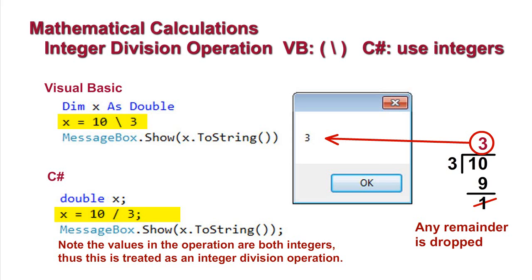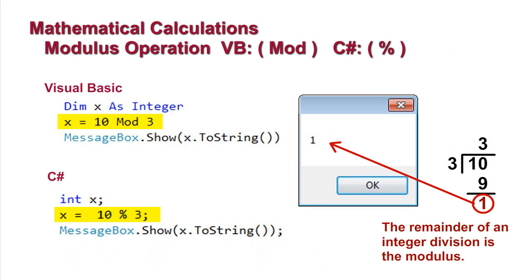Now there's a third type of division operation, and that's called a modulus operation. And it's sort of the opposite of integer division, in that in my Visual Basic example here, I've got 10 mod 3. So mod is the modulus operator. And what it's going to return is the remainder of an integer division. So we saw earlier 3 goes into 10 3 times, and there's 1 left over. Well, the result of the mod operation is that 1, that remainder. And on the C# side, rather than using mod, we use a percent sign. So 10 % 3 is going to give us 1.